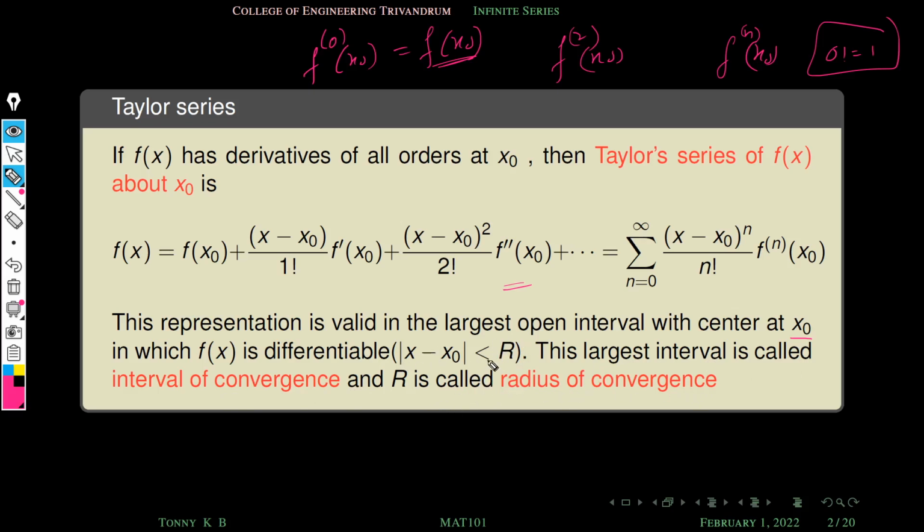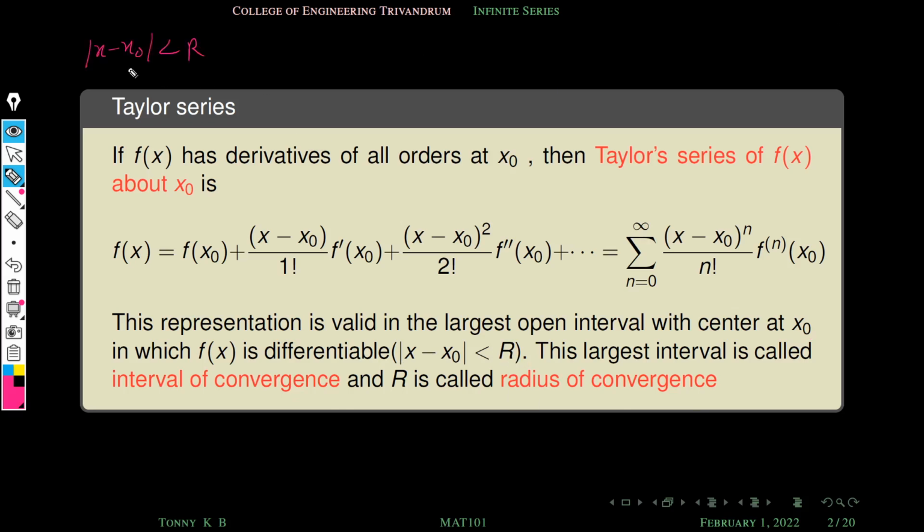Then what is the form of this interval? Mod of x minus x naught less than r means minus r less than x minus x naught less than r. What is the range of x? If you add x naught on both sides, this implies x naught minus r less than x less than x naught plus r. So it is clear that this is an interval like this.